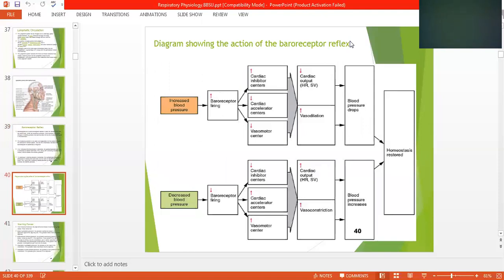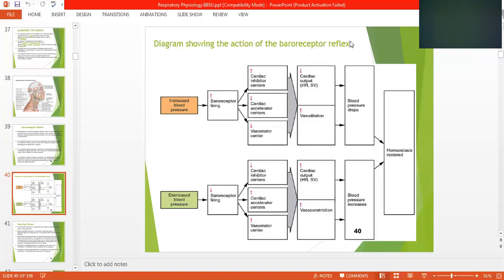Here it is showing the baroreceptors action, reflexes. Cardiac inhibition centers are there. Baroreceptors can decrease the heart rate, or the cardiac accelerator can increase the heart rate, or vasomotor centers control the vessels, cardiac output, vasodilatation, blood pressure drops. Then homeostasis means balance of the blood pressure.